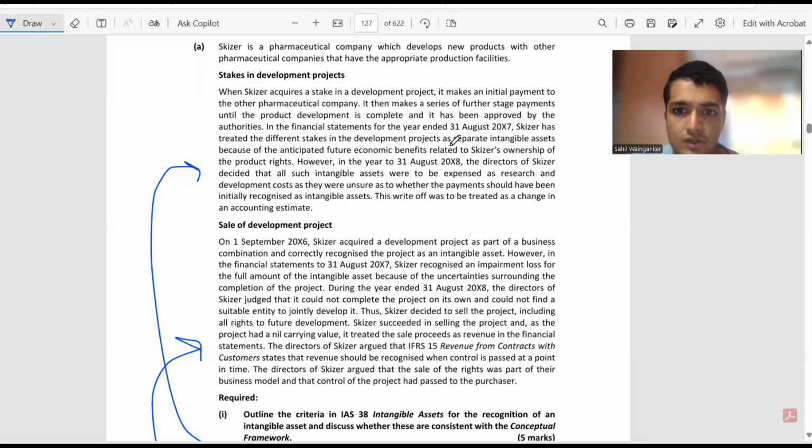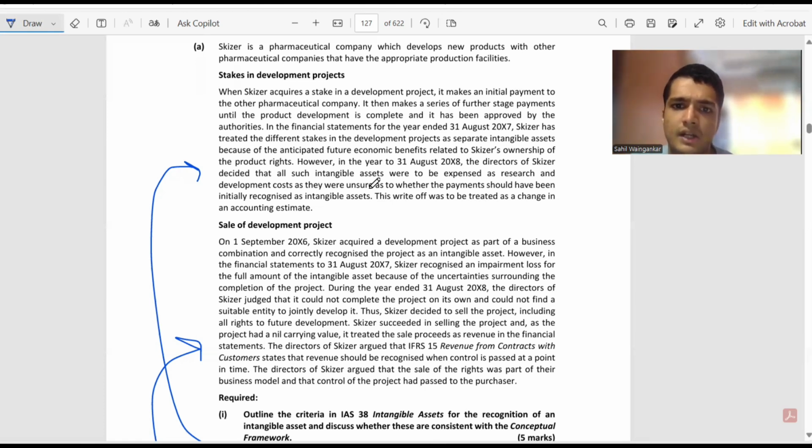On 31st of August 2018, the directors of Skizer decided that all such intangible assets were to be expensed as research and development costs, as they were unsure whether the payment should have been initially recognized as intangible assets. Skizer did not have knowledge about the capitalization criteria and might have ignored certain points, which led to them expensing the research and development cost in profit and loss rather than capitalizing it.